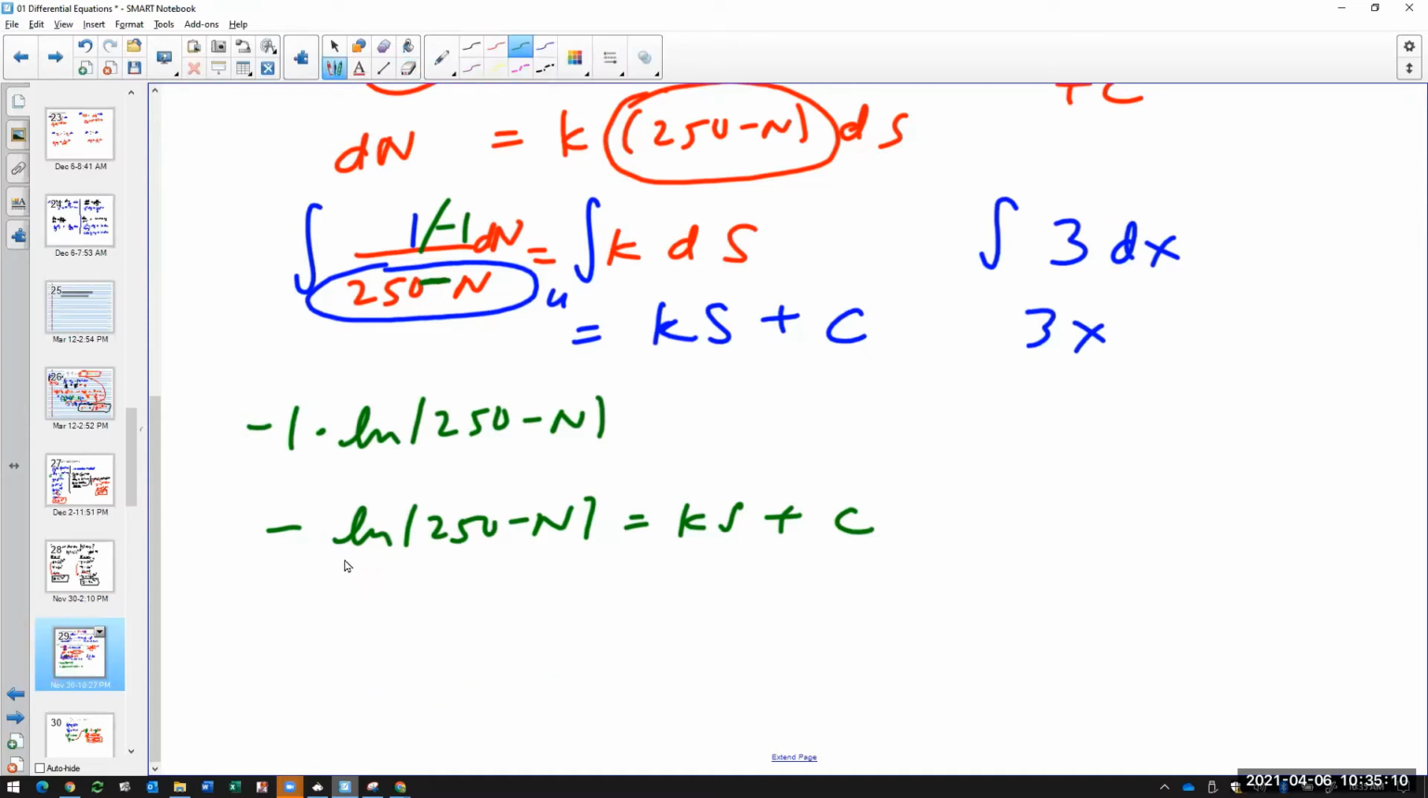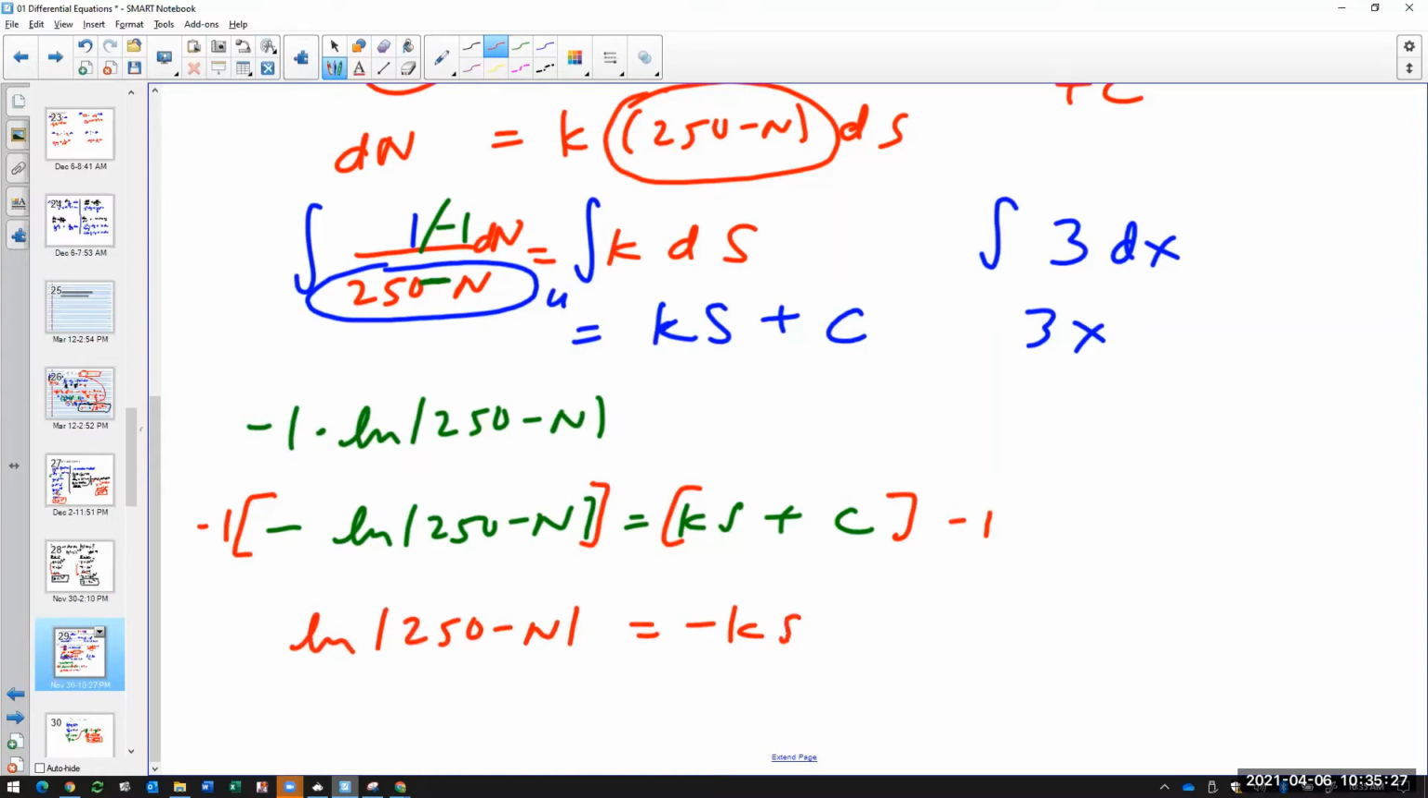Okay, how can I change this negative? Yeah, you just factor out -1. So what I'm going to do is multiply this side by -1, and multiply this side by -1. Multiply everything by -1. On this side, you're going to get ln of 250 minus n. On this side, you're going to get negative ks plus c. Well, I know it's minus c, but minus c is just -1 times c, right? Isn't that really just another constant? I mean, it's just another constant.